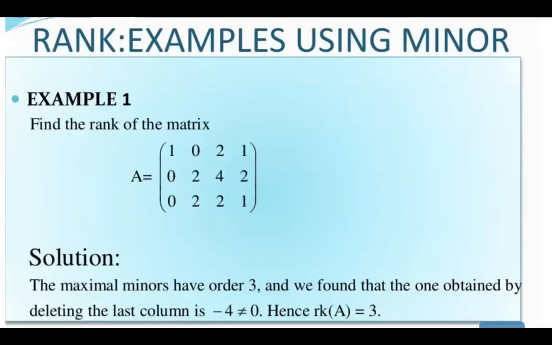Rank examples using minors. Example: find the rank of a matrix A. Solution. The maximal minor has order 3, since the matrix is 3 by 4, and we found that the one obtained by deleting the last column, -4, is not equal to 0. Hence the rank is 3. Using this you can also find the rank. This is a very easy method, you can follow that.